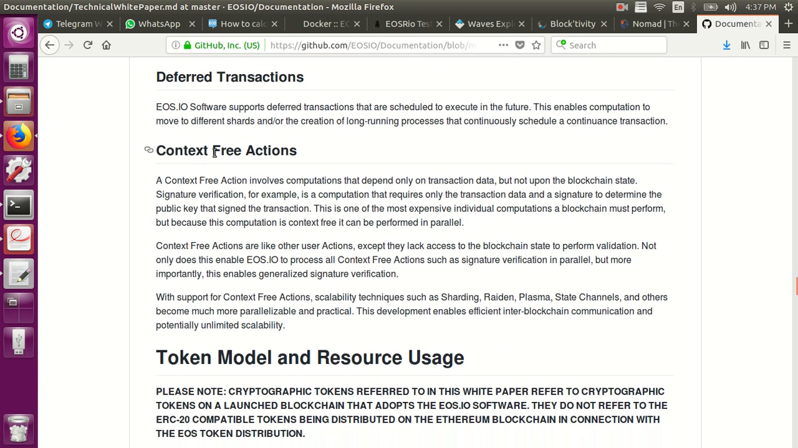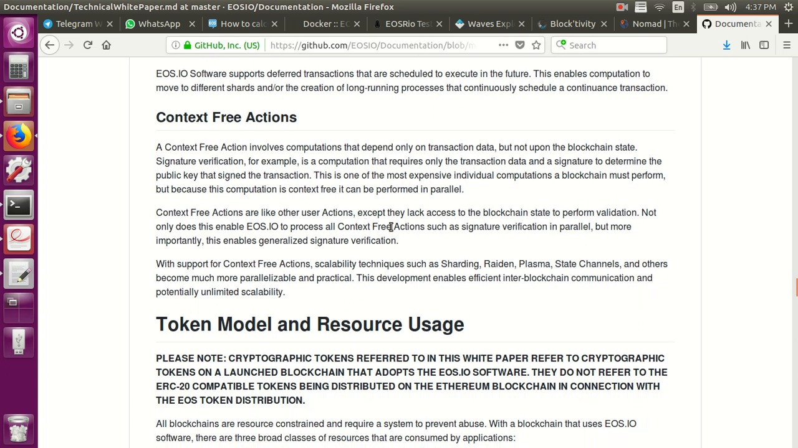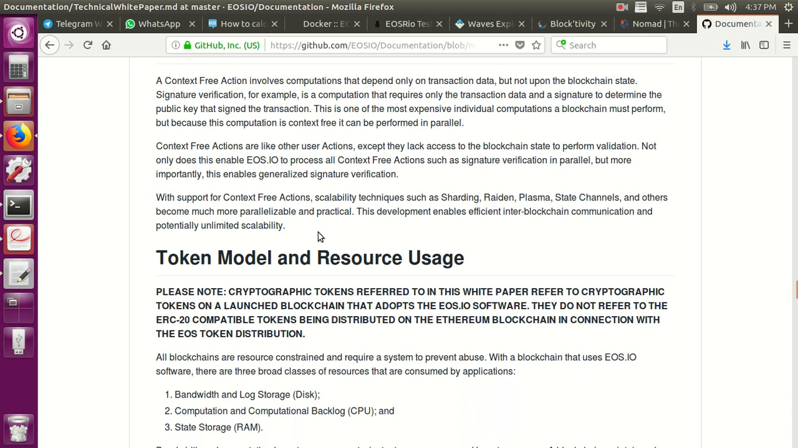Here's the context-free action stuff I was talking about previously. I wasn't that familiar with it. One thing here is signature verification. They're saying that's a context-free action. Essentially, it's an action that doesn't depend on blockchain state, only on the actual transaction data itself, which again allows for parallel execution.